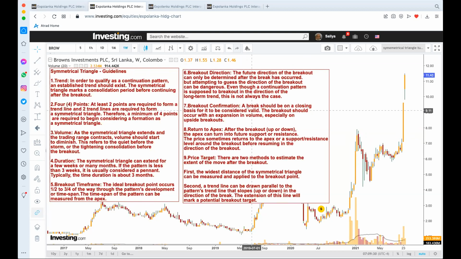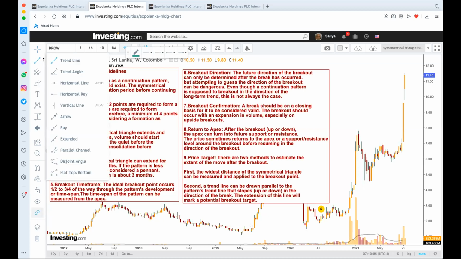The reason why I'm taking a weekly chart is for us to understand that a symmetrical triangle ideally needs to have a minimum of 3 months. 3 into 4 weeks will be 12 weeks. The triangle that we are showing you is more than 3 months, so this formation is ideal for us to learn how to draw the symmetrical triangle.